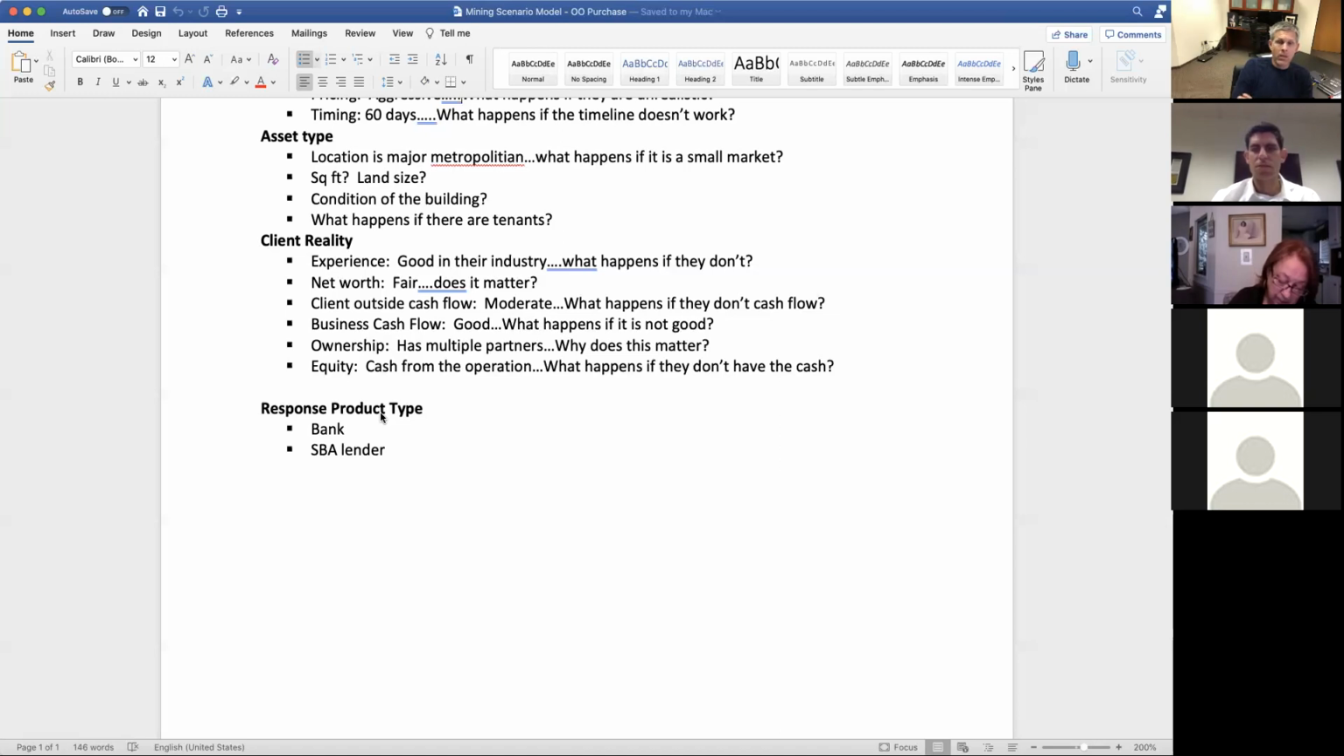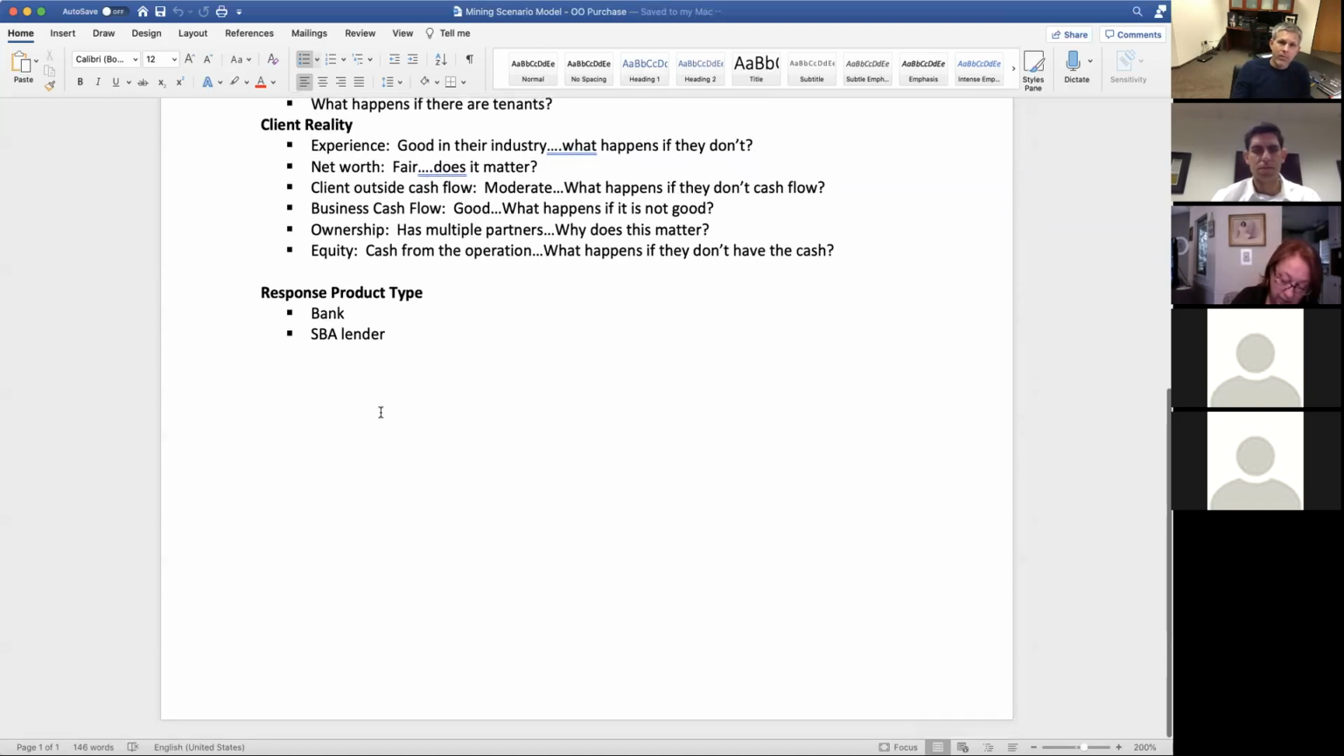Okay. So the final element of the model, when you're trying to size up a deal, is the client reality. Now we're at the point where we're going, okay, you've asked for stuff, we've gotten a little bit of information. Now we need to really see what's under the hood, what's really going on. Their experience, it's a big deal. Do they have experience in their industry? Have they been doing this for a long time?